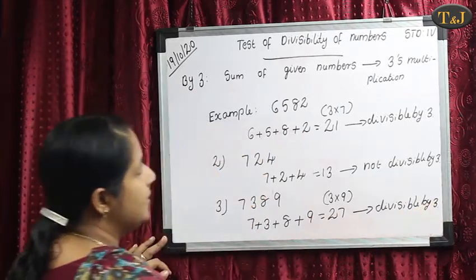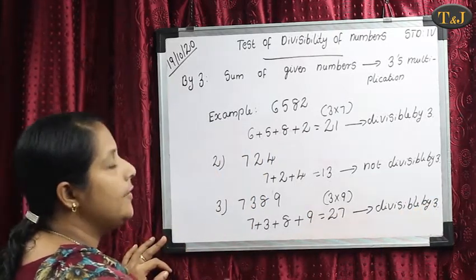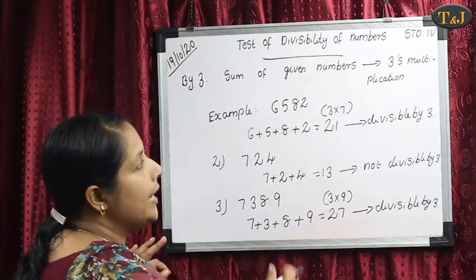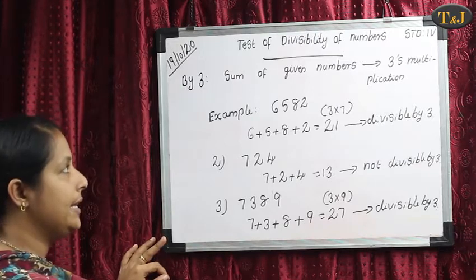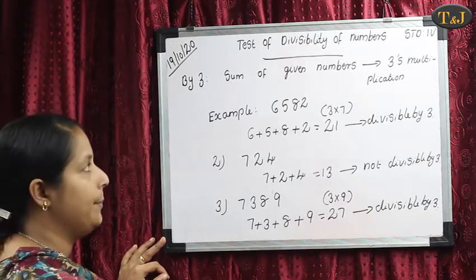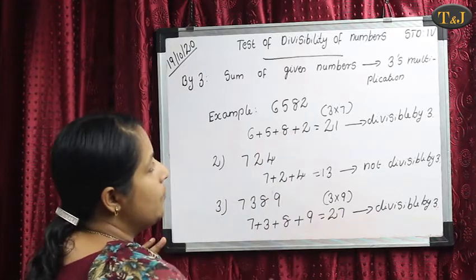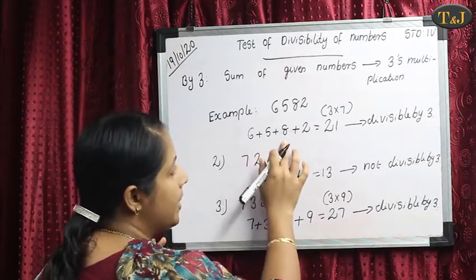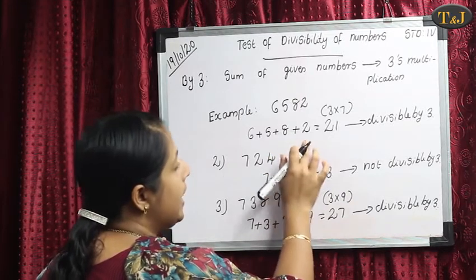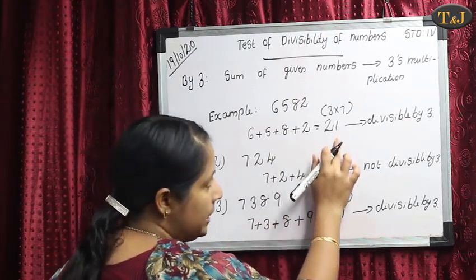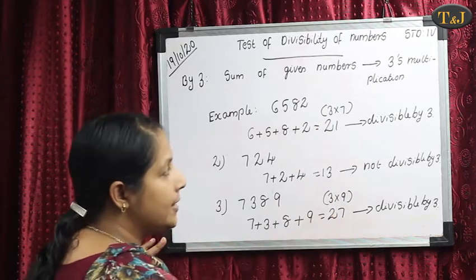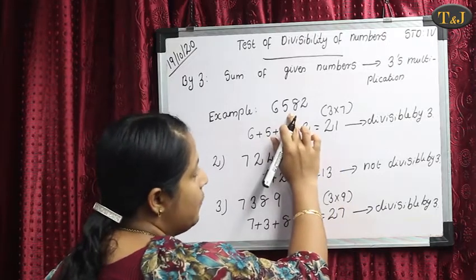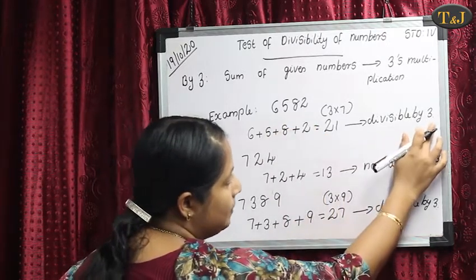Okay, then how can we check the divisibility by 3? We add the digits of the given number. If that number is included in 3's multiplication table, then the number is divisible by 3. Consider the example 6582. First we add 6 plus 5 plus 8 plus 2, and we get 21. Is 21 included in 3's table? That means 3 sevens are 21. So the number 6582 is divisible by the number 3.